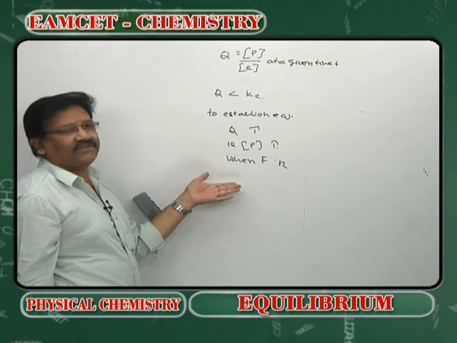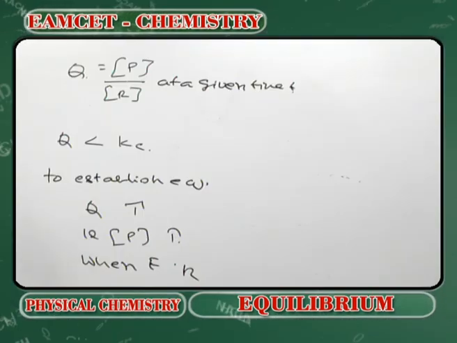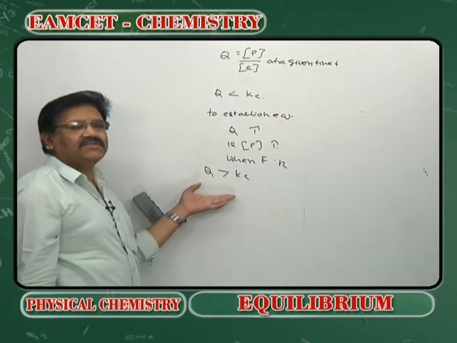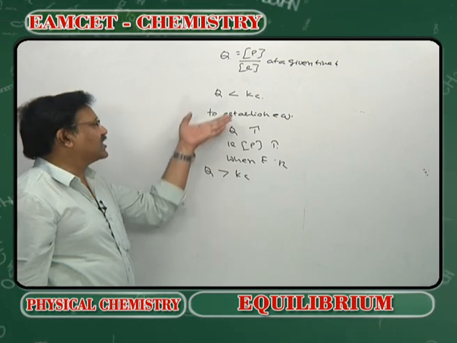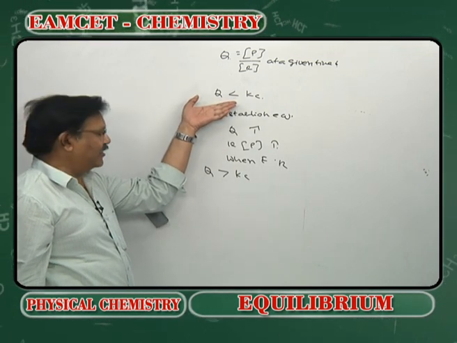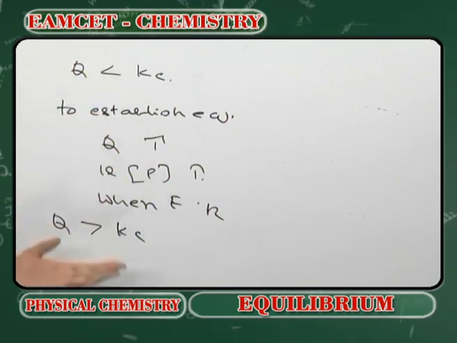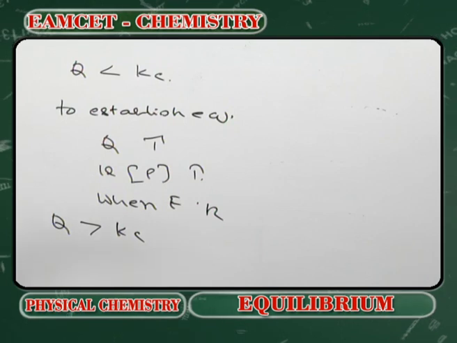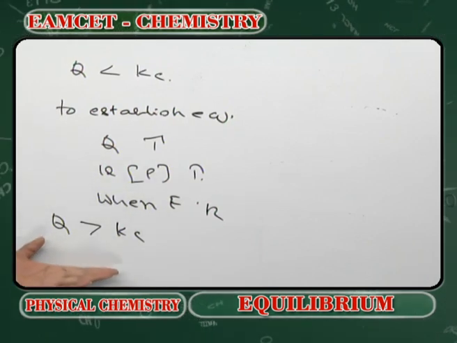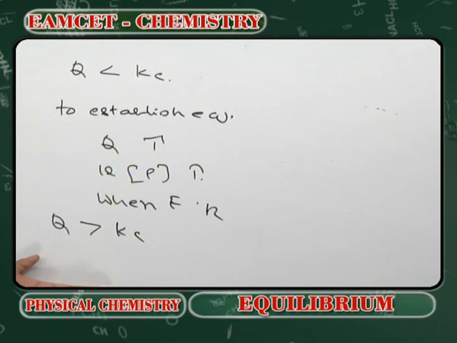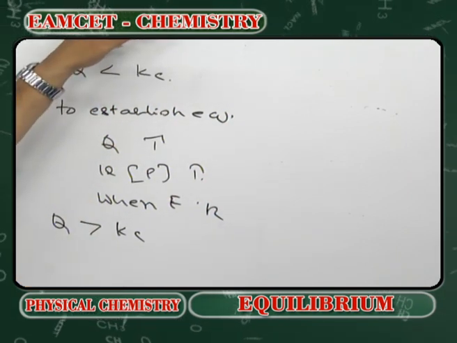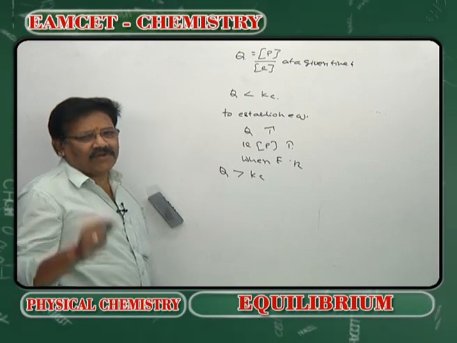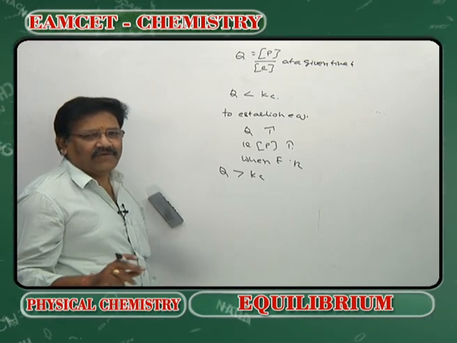So let us take the reverse case. When Q is greater than Kc, this happens when products are added to the equilibrium mixture. When Q is greater than Kc, what will happen? Again, the system will be disturbed. To attain equilibrium, Q value must be decreased, which can happen when the product's concentration decreases, that is, when the backward reaction is favored.